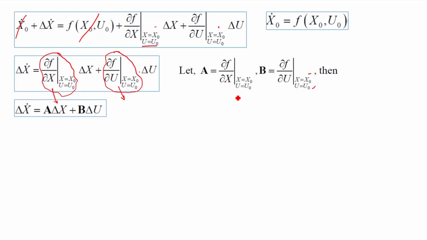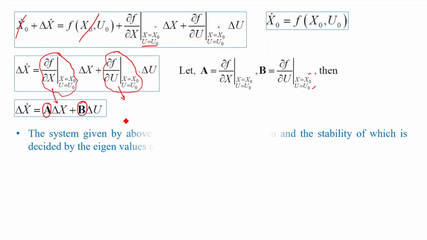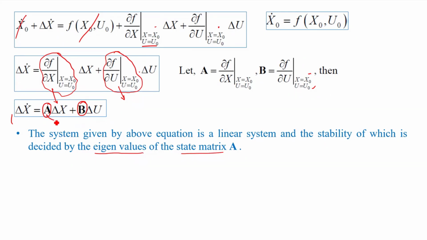So then we can write the equation delta x dot equal to A delta x plus B delta u, right? A and B we can find from the initial conditions by taking the partial derivative with respect to the state variables and the input variables. So the system given by the above equation is now a linear system, and its stability is decided by the eigenvalues of the state matrix. So this will give us the stability of the system, right?